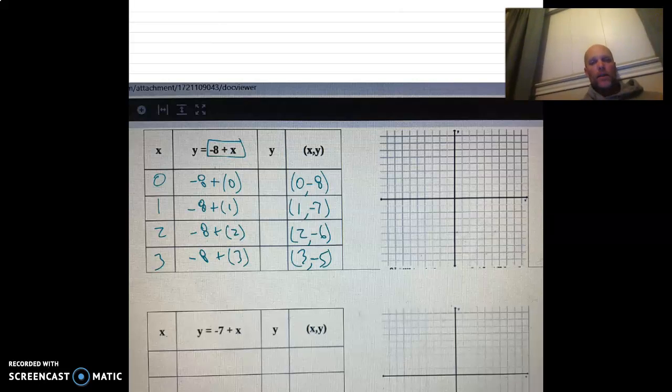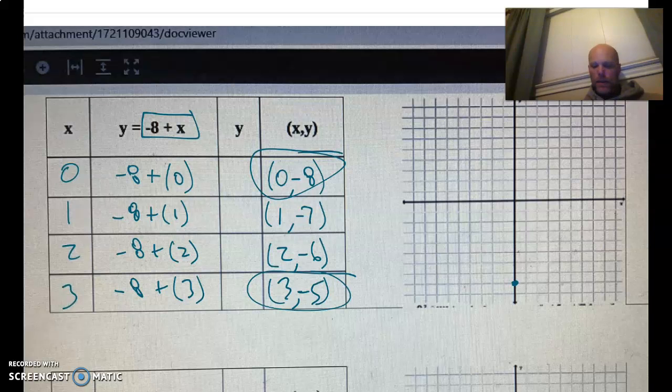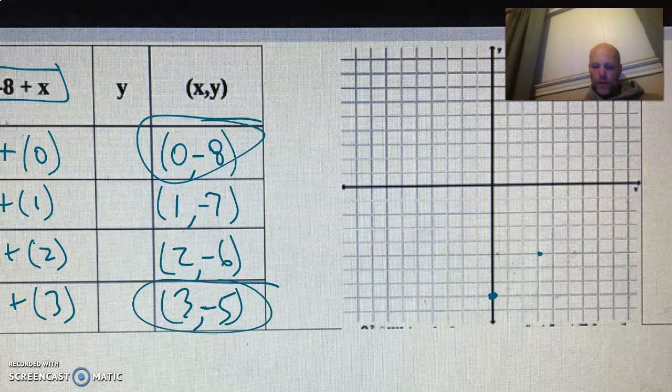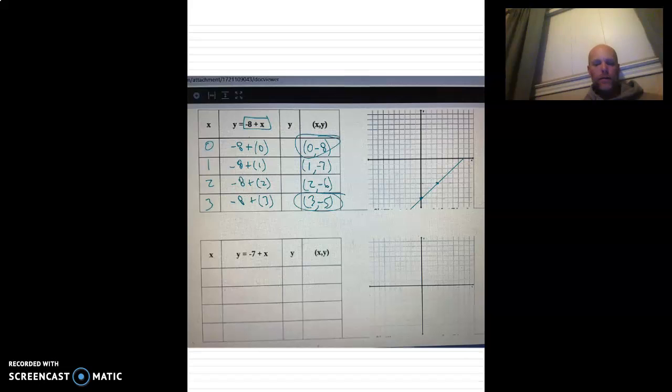Alright, so then we can just graph that. So I'm going to graph this one and that one, and I'm going to draw my line and be done. Alright, so I'm going to go 0, -8. Here's 0. I'm going to go down 1, 2, 3, 4, 5, 6, 7, 8. So right there. The next one is 3, -5. This one right here. 1, 2, 3. 1, 2, 3, 4, 5. Plot that. And I'm going to go ahead and draw my line. There you go.